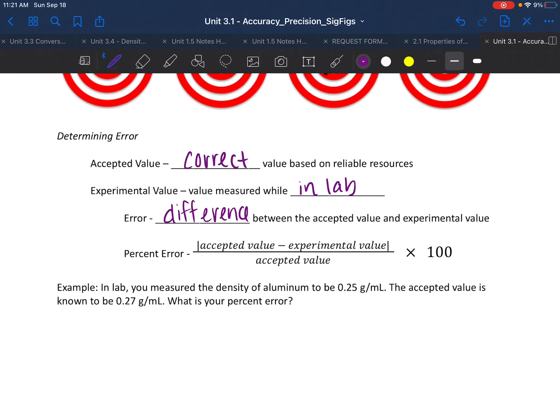And so we have a nice formula here. And so how it goes is we take our accepted value, so what we looked up or what I gave you, you're going to subtract your experimental value, take the absolute value of it, so that should always be positive, divide it by the accepted, and then multiply it by 100 in order to get into our percent.